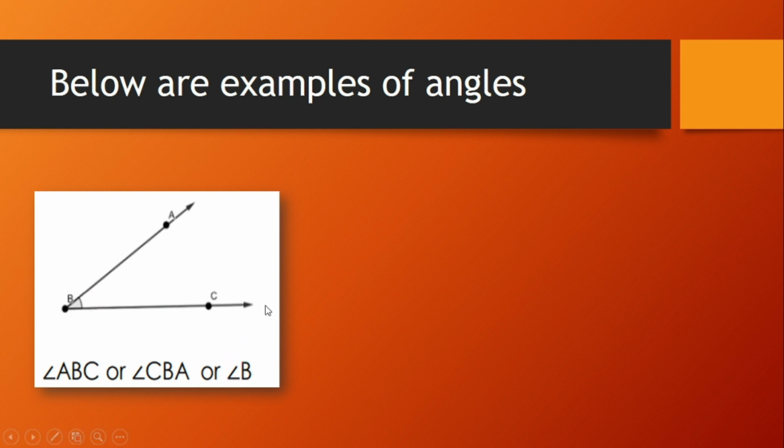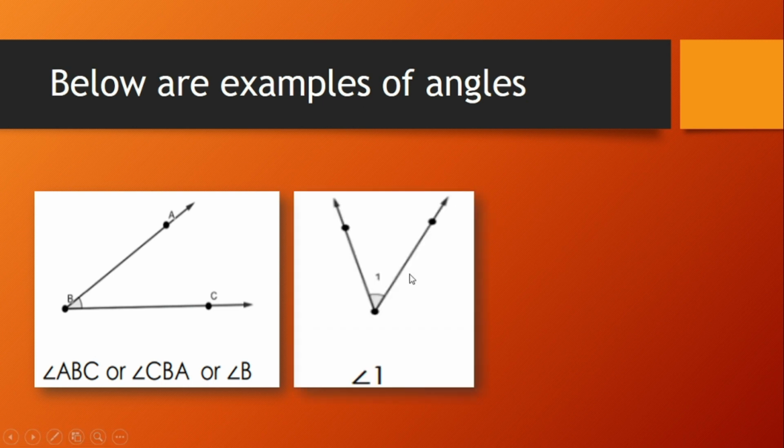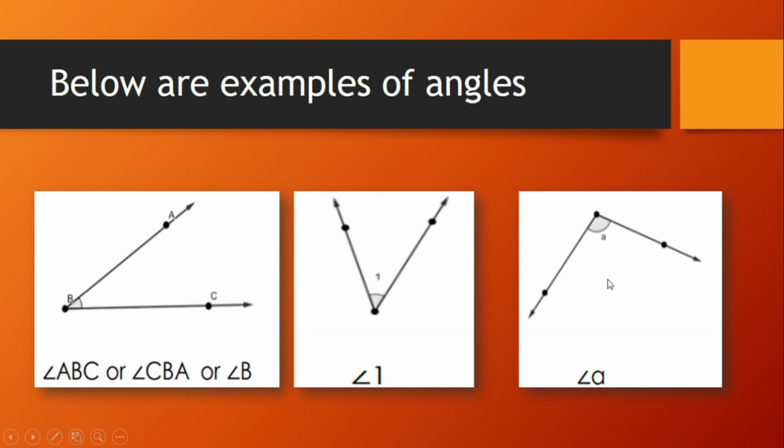Okay? The vertex itself. And then, another example is when you encounter an angle like this, and there is only a number in the angle itself without any name for the points there, we can name this as angle 1, whatever the number is. And then if a small letter is there, we can simply name this as angle A. Small letter A.